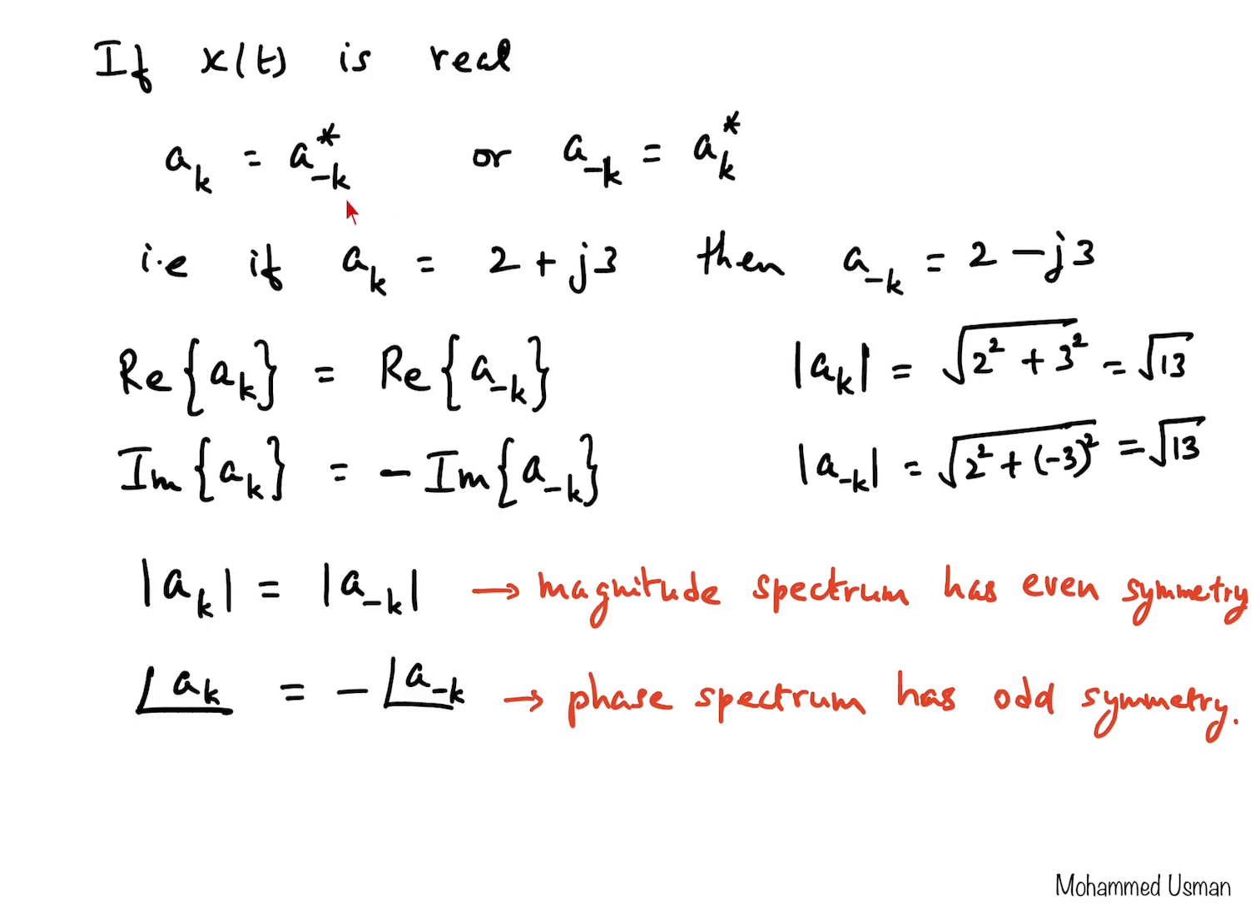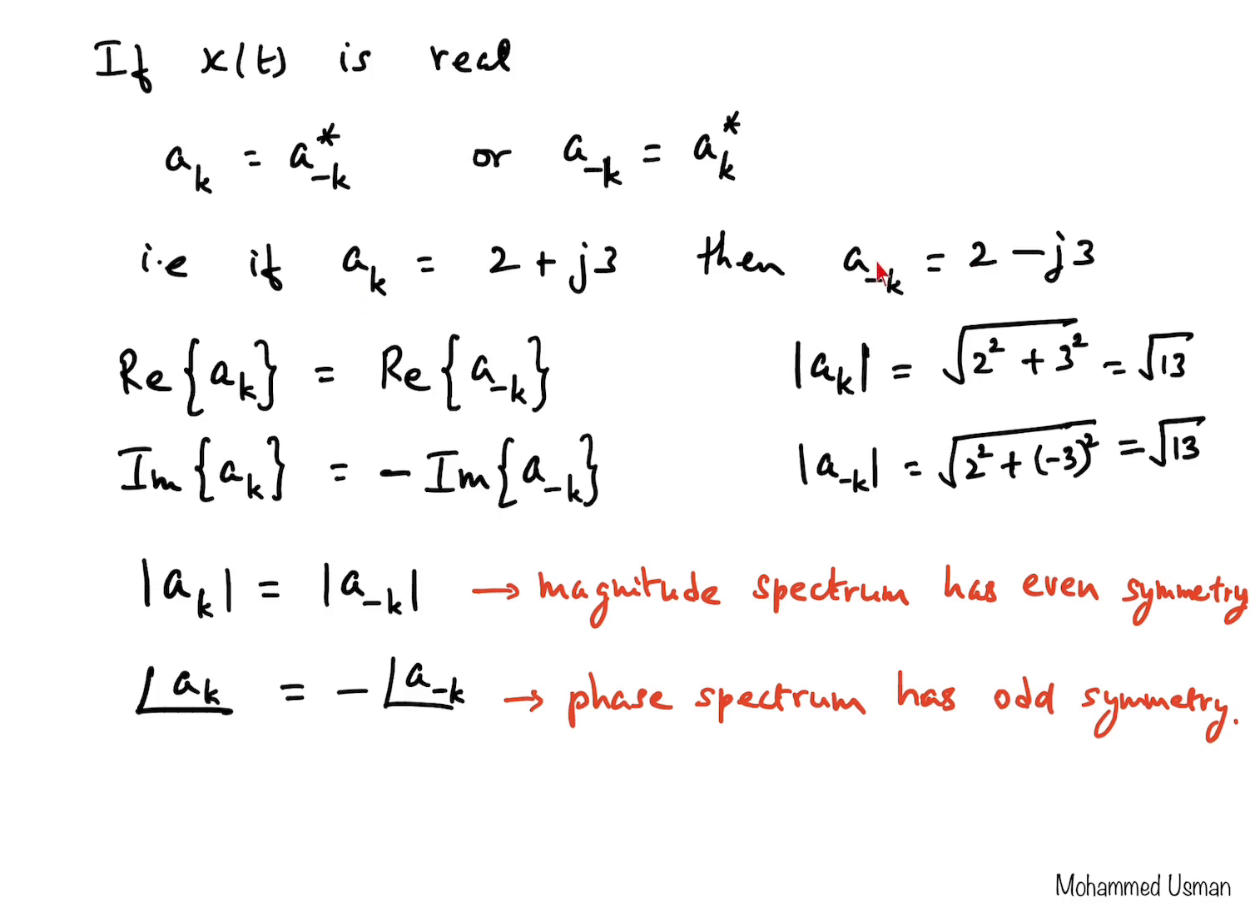So to illustrate that further, let's just say that AK is a complex number, which is 2 plus j3. Then by this relationship, for x of t real, A minus K is the complex conjugate of AK. So that means we have to change the sign of the imaginary part. So A minus K is 2 minus j3.